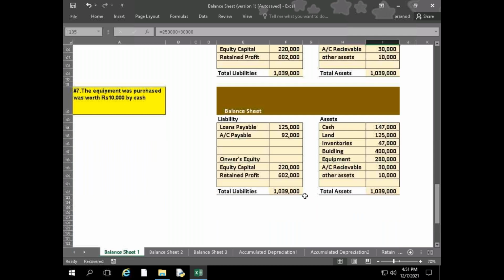So it's matching there. So equipment was purchased worth rupees 10,000 by cash. Yes. Equipment, sir. Cash we should decrease. Equipment we should increase. Minus 10,000 here. Plus 10,000. 1,37,000. So it's still not matching.